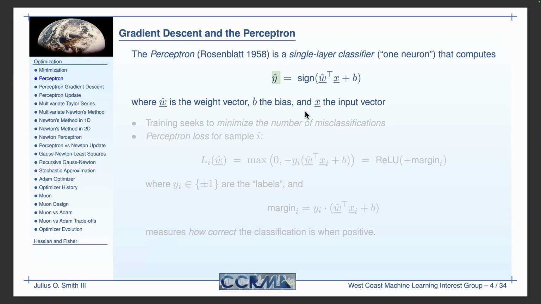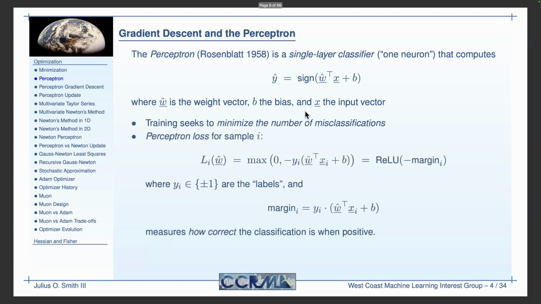Okay, and so in training, you try to minimize the number of misclassifications. And so here's the loss. So the loss function is the maximum of 0 and minus y, which is plus or minus 1, times, this is not a function evaluation, times this thing up here. So we've stripped away the sign. So we're doing this pre-activation, right? Except that this max with 0 gives you a kind of activation.